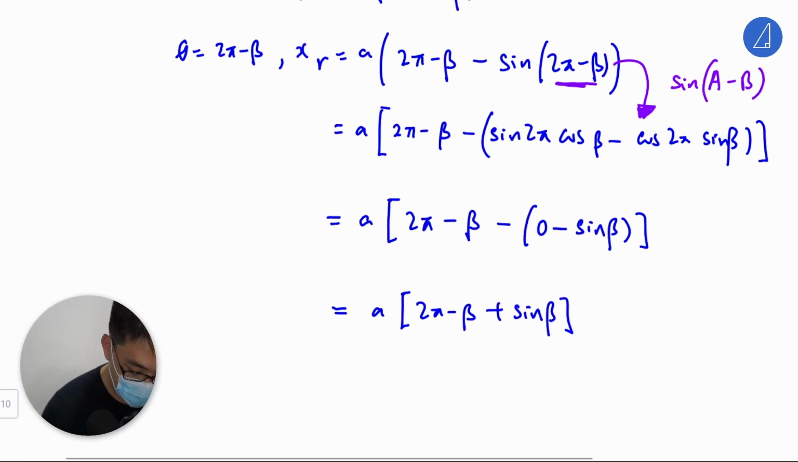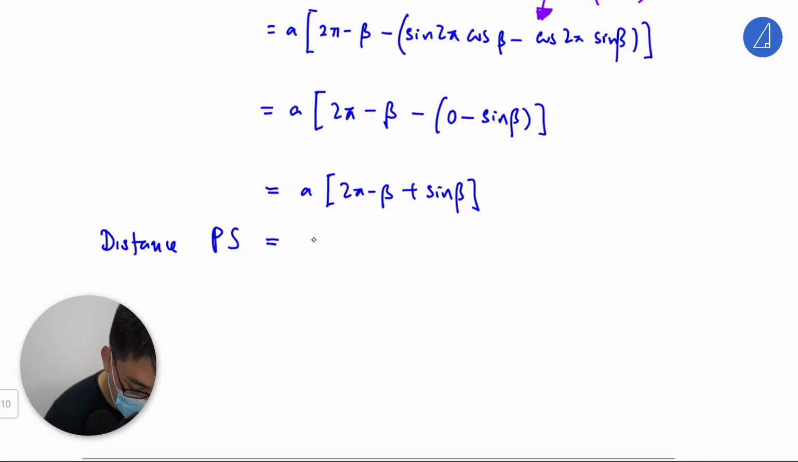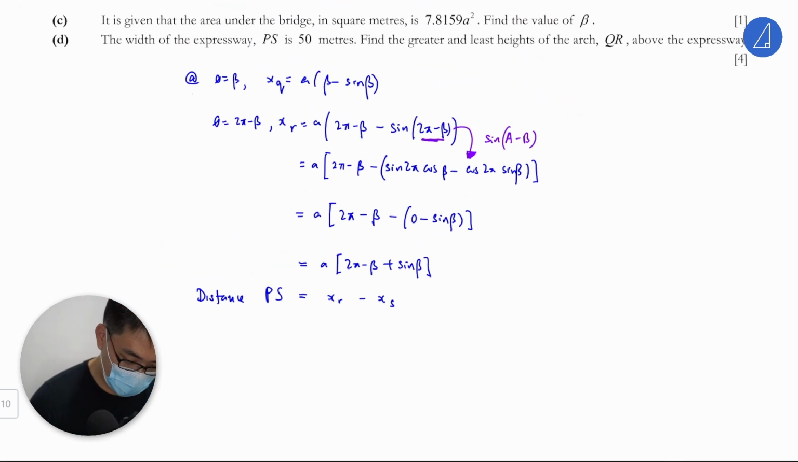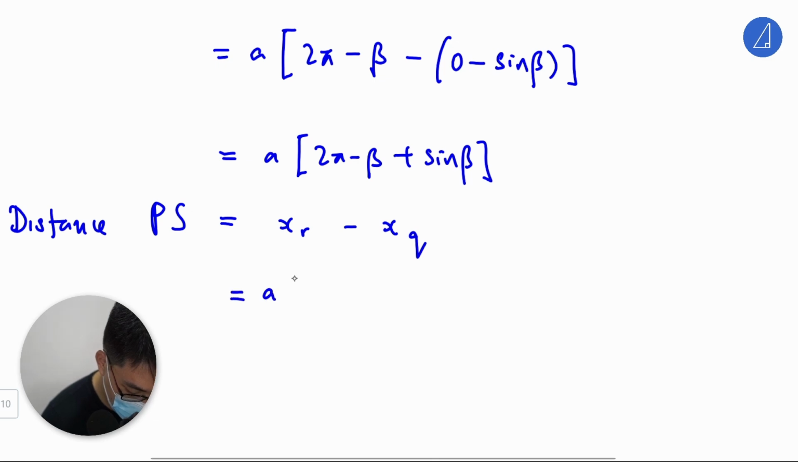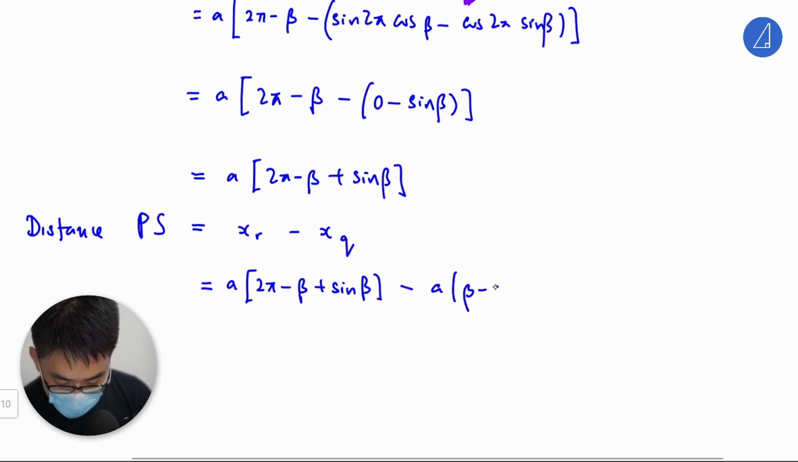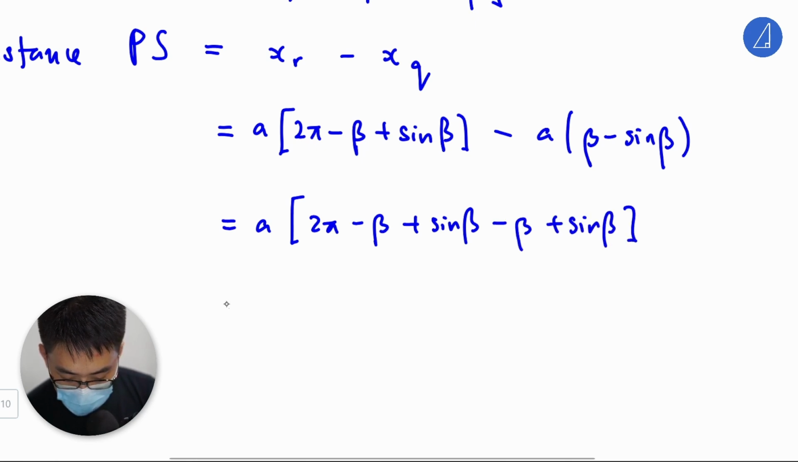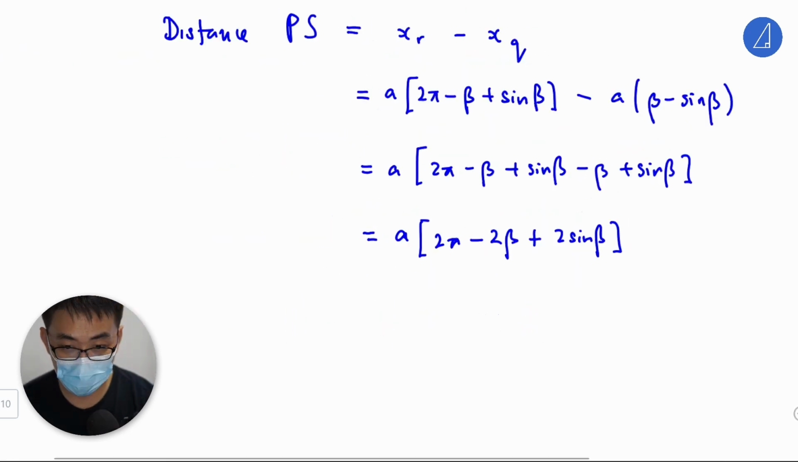This will be the distance PS, which is XR minus XS, that is XR minus XQ. There you go.